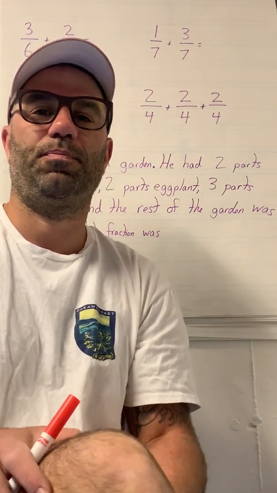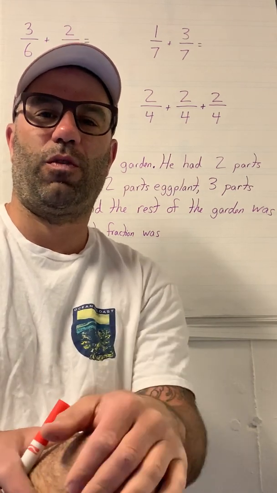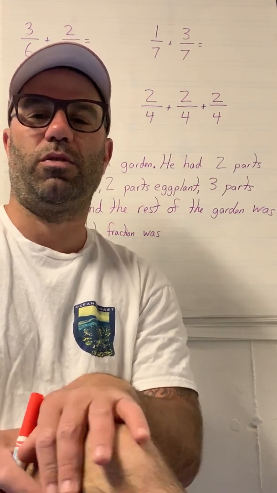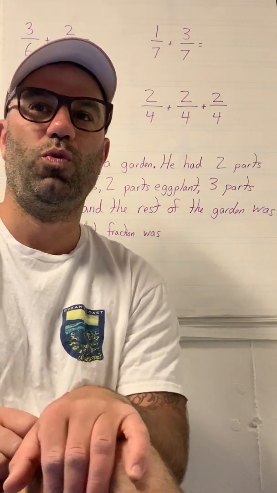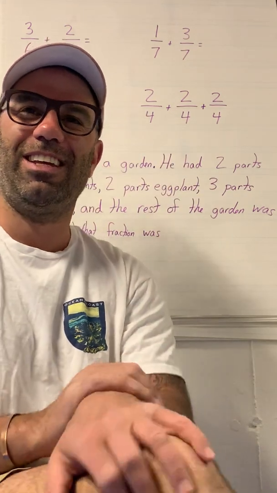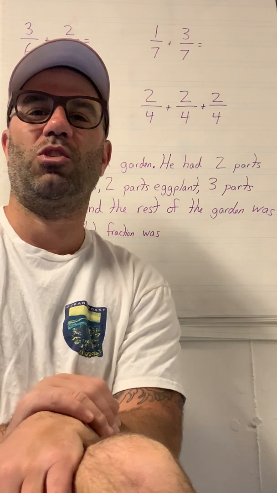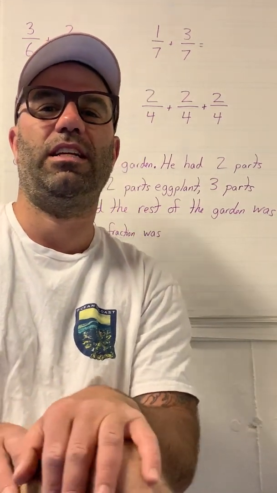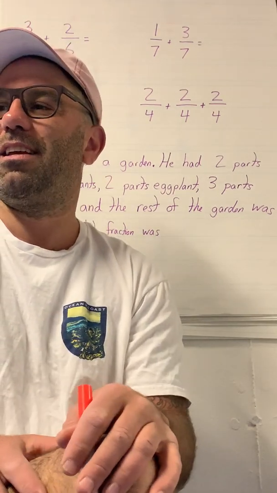6, 12, 18, 24, 30, 36, 42, 48, 54, 60, 66, 72. Let's go 7s fast. 7, 14, 21, 28, 35, 42, 49, 56, 63, 70, 77, 84. 8 and 8 are 16, 24 and 32, 40, 48, 56, 64, and 72, 80, 88, 96.